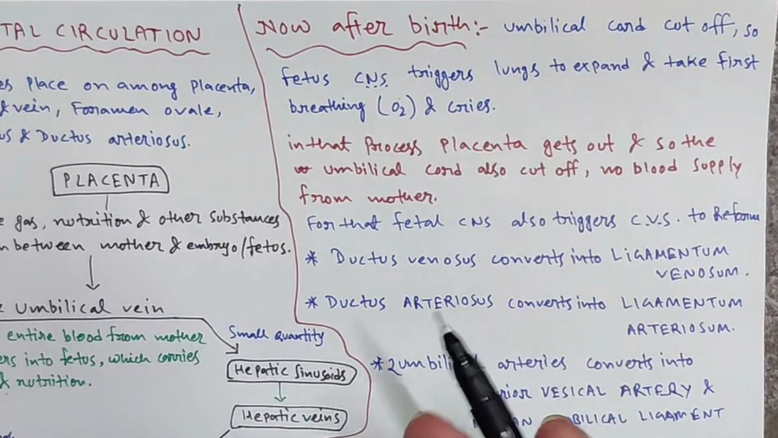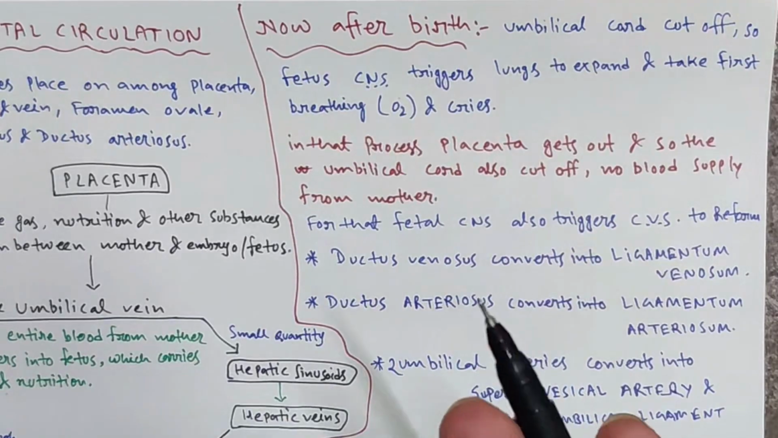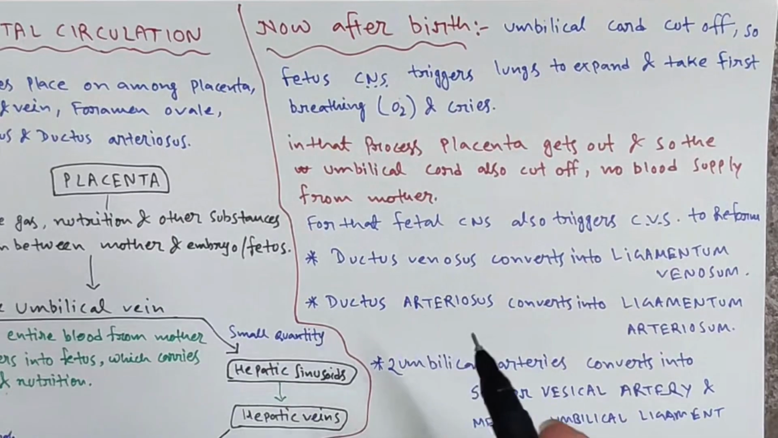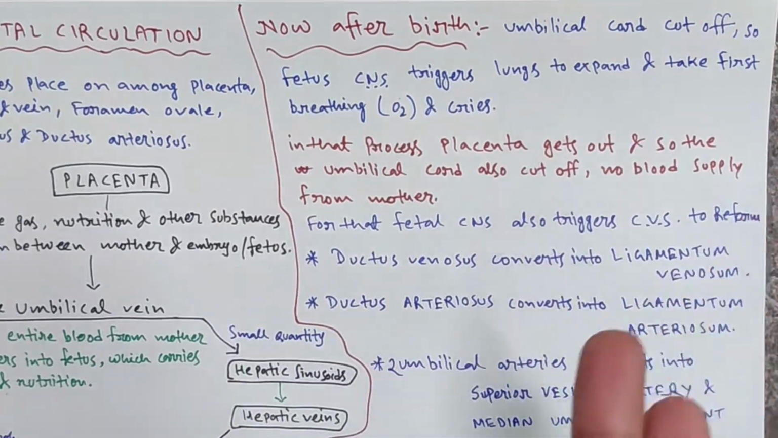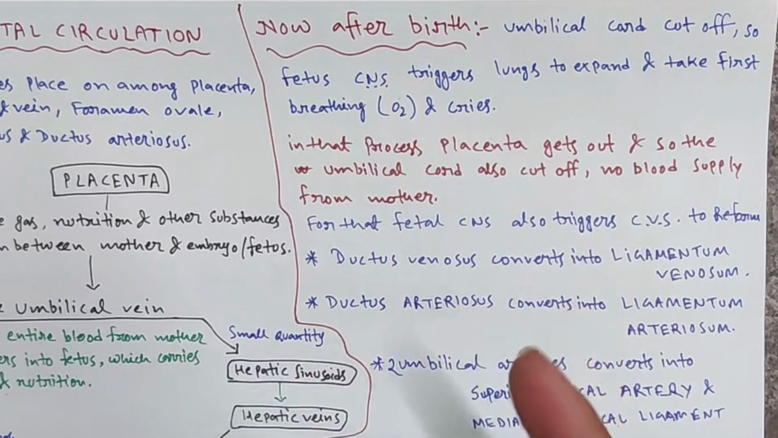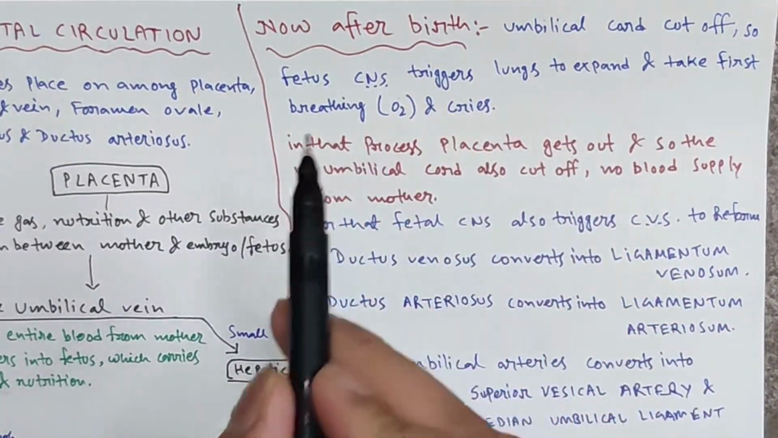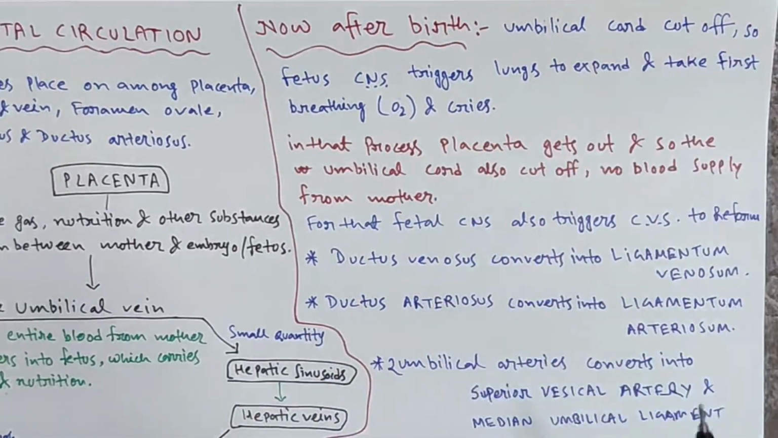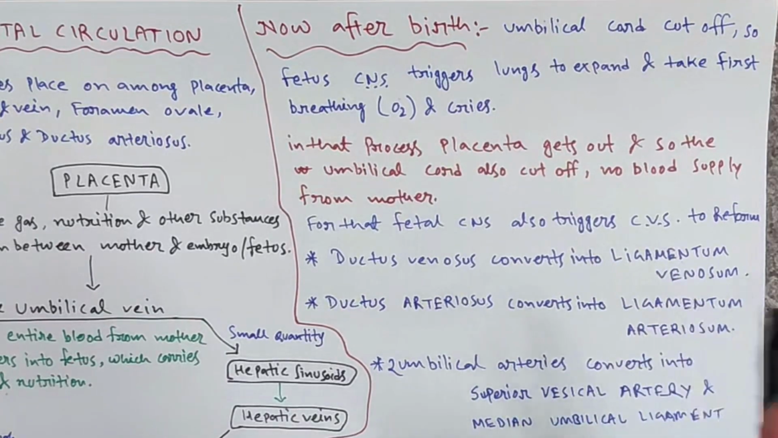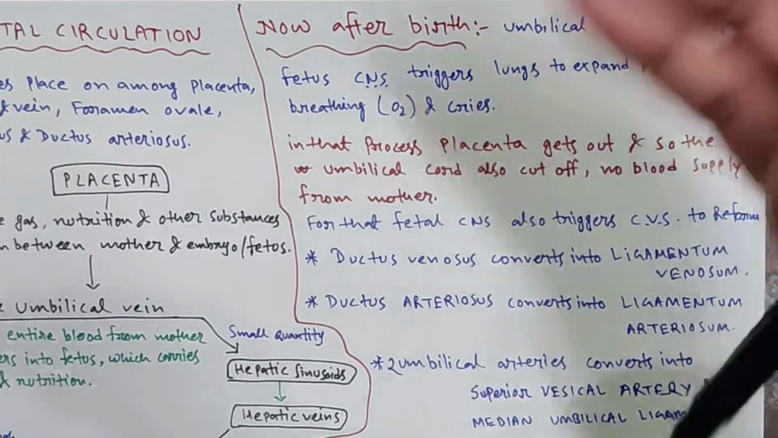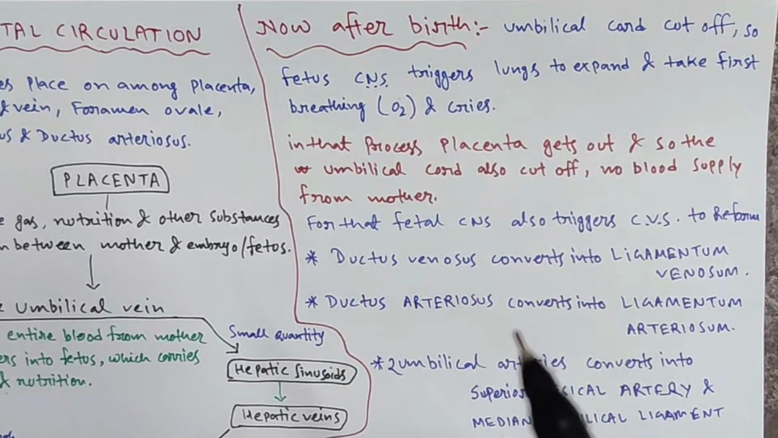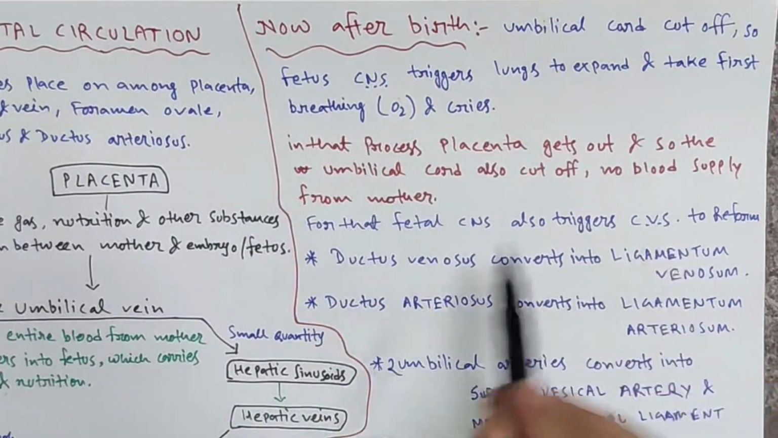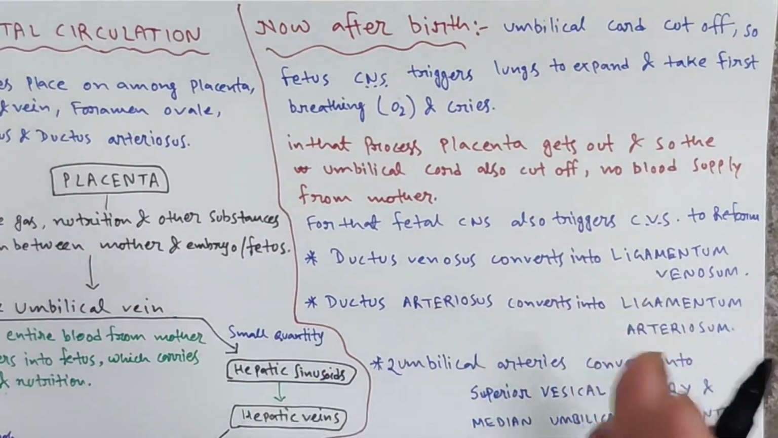What happens after birth? When the baby is delivered through normal delivery or cesarean section, it doesn't matter, after delivery we cut off the umbilical cord. First, the baby's central nervous system triggers the lungs to immediately expand and take the first breath. First breath means oxygen, and it is followed by a cry. Because we slough out the placenta and cut the umbilical cord, the baby is not getting blood supply, so the baby's central nervous system triggers the cardiovascular system to reform and reshape the circulation.